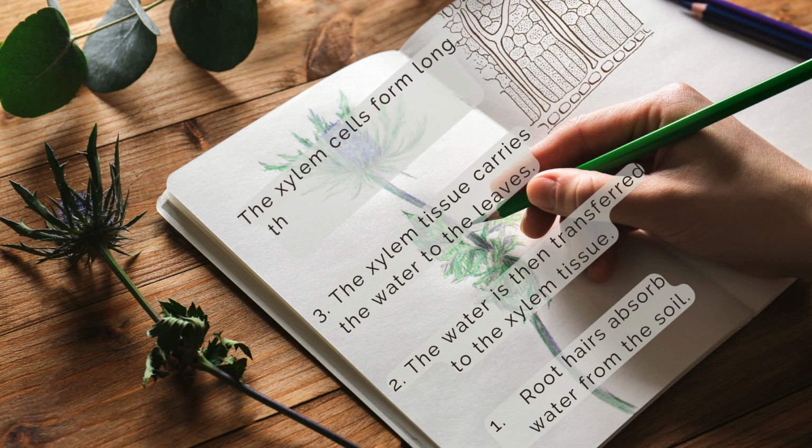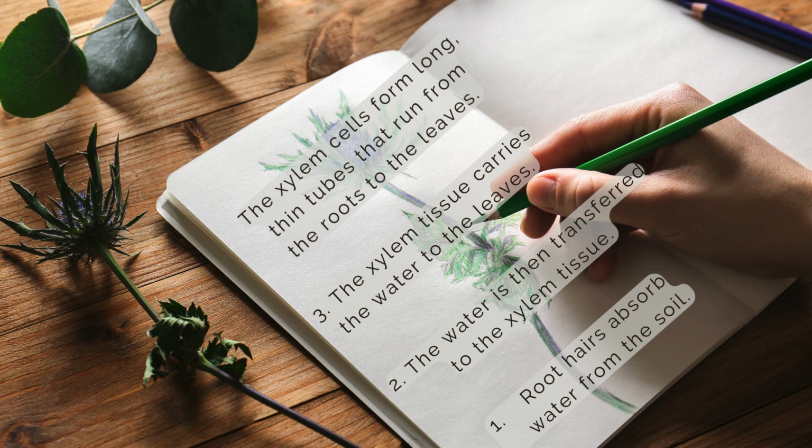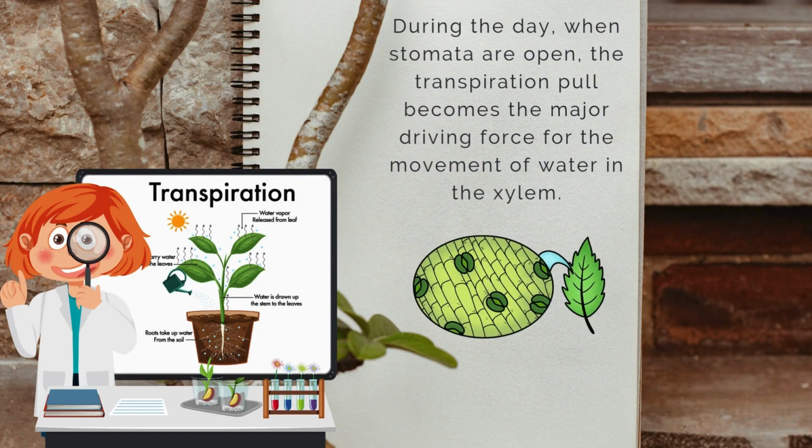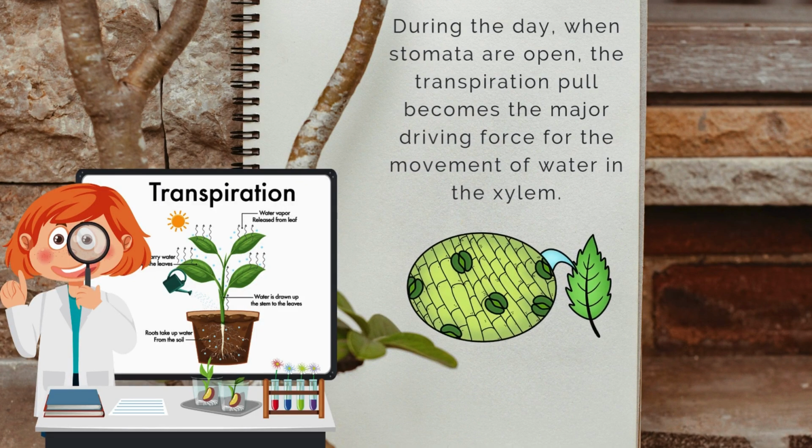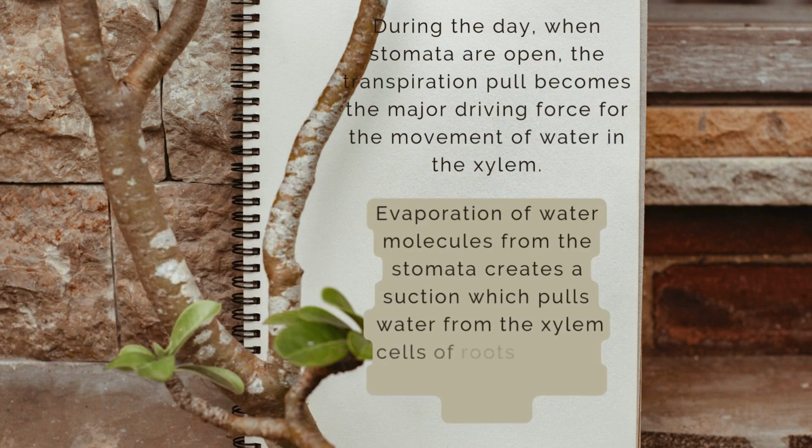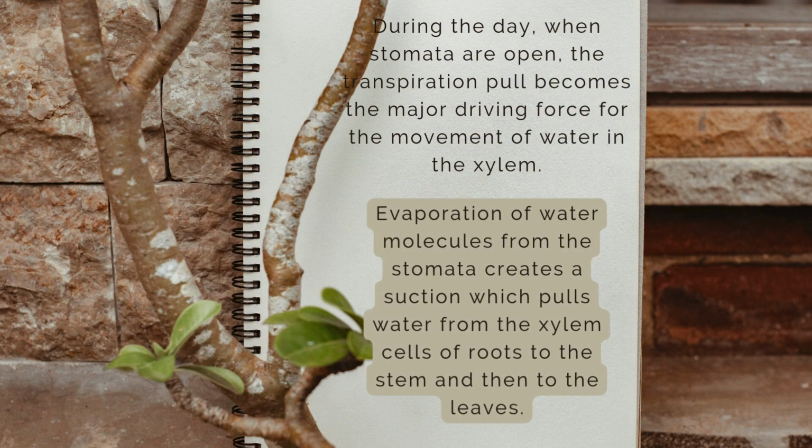Xylem tissue of the roots, stems and leaves are interconnected to form a continuous system of water conducting channels. During the day, when stomata are open, the transpiration pull becomes the major driving force for the movement of water in the xylem. Evaporation of water molecules from stomata creates a suction which pulls water from the xylem cells of roots to the stem and then to the leaves.